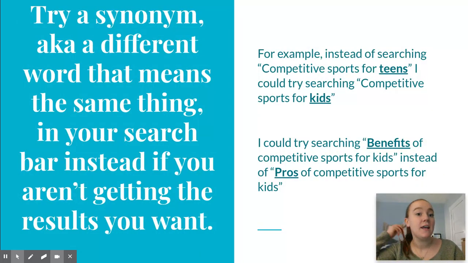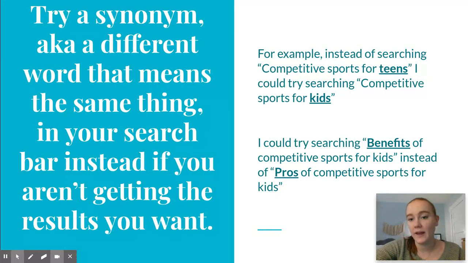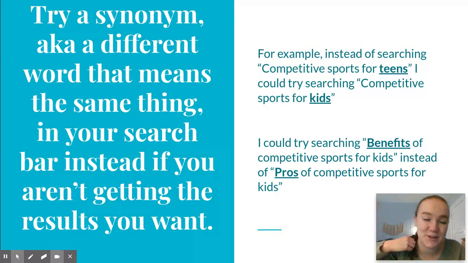Last but not least, here is another way, if you're still not having luck or you can't find the piece of evidence that you need, or you've hit a wall and you can't find any good news sources: you can try using a synonym for a different word in your search, and you might get your result from that. I kind of already showed you this, but instead of saying competitive sports for teens, I could try competitive sports for kids instead. Instead of benefits of competitive sports for kids, I could say pros of competitive sports for kids. Just those tiny changes in synonyms. Did I say similes? I meant synonyms. You know what I meant. Just those tiny word changes, you'll be surprised at the new results you get from that as well.